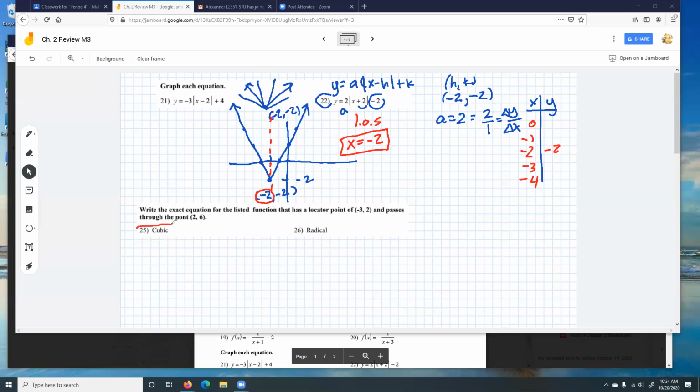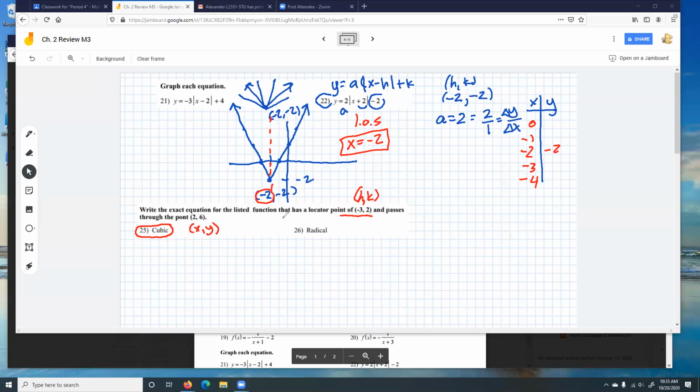Cubic. Next one we're going to do is this cubic equation here. Write the exact equation for the listed function that has a locator point of -3, 2. So that's your h, that's your k. And passes through the point 2, 6. So that's your x, that's your y.